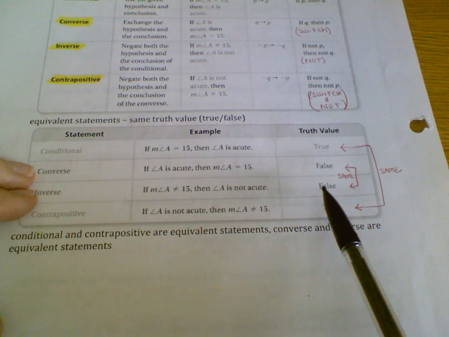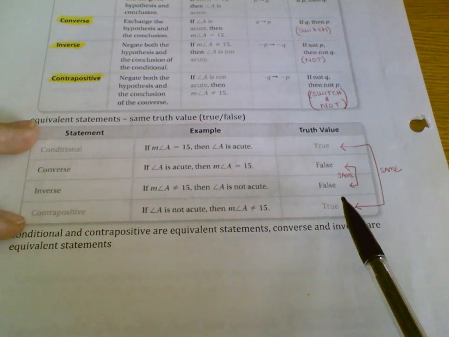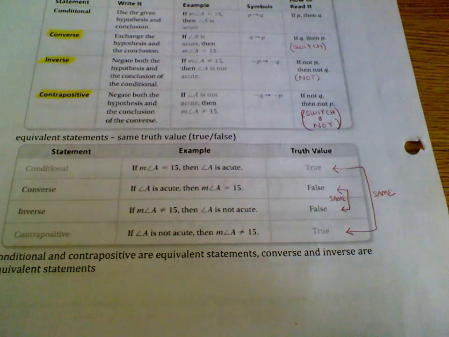And if I have the converse and the inverse, those should be the same as well. So just double checking, making sure that the first and last are the same truth value and the second and third are the same.